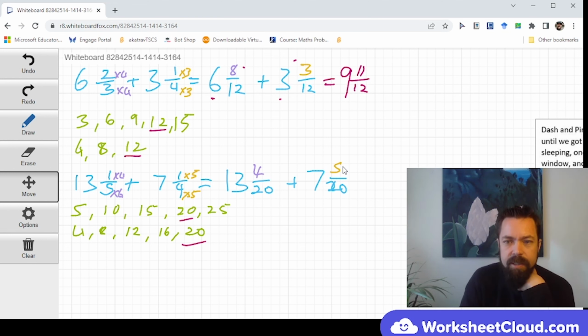Now that my denominators are the same, 13 plus 7 is 20. 4 plus 5 is 9 over 20. Final answer. All right.